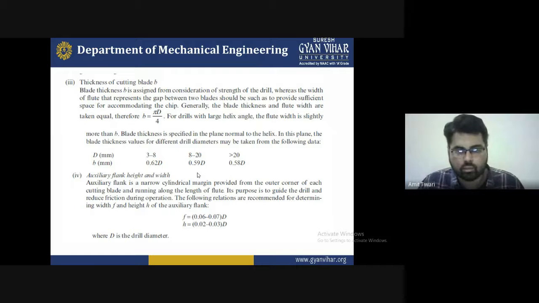So where D is the drill diameter. How will it be observed? It will be observed by two of the conditions which we have to adopt for that.